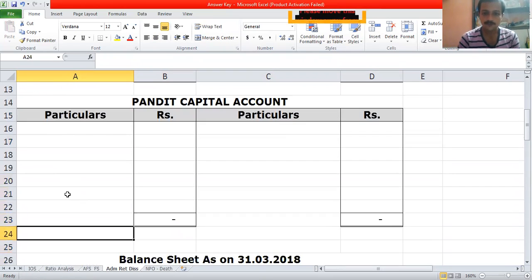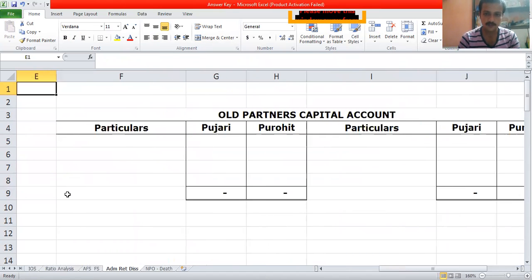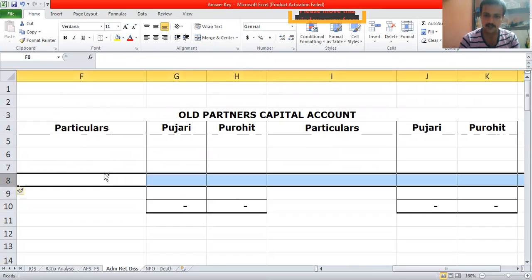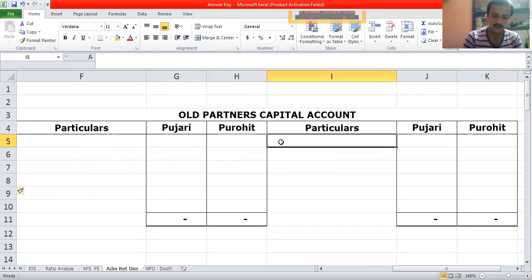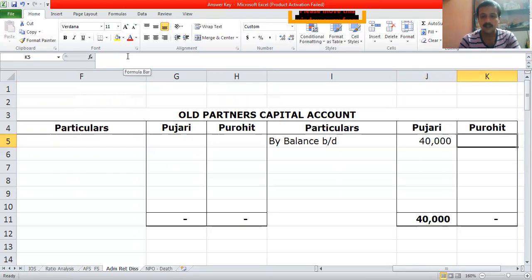Now let's come to the partners' capital account. I hope you are seeing this partners' capital account. So let's begin. The partners' capital account always starts with the by balance brought down. Sorry, by mistake I have written it as carried down. So, brought down: Pujari has 40,000 as per balance sheet, and Purohit has 30,000.